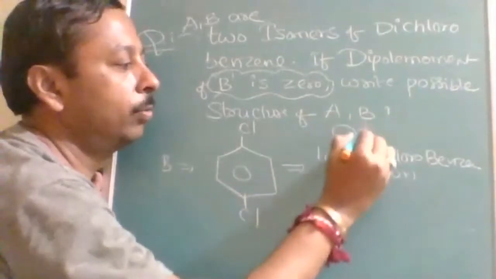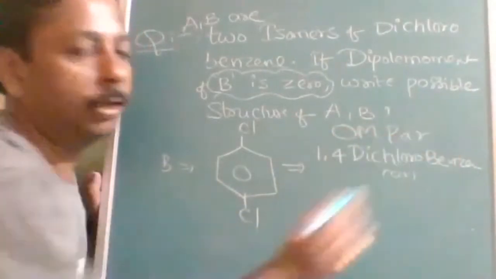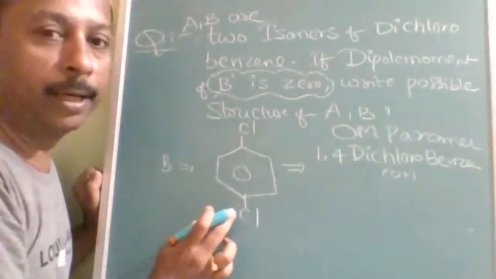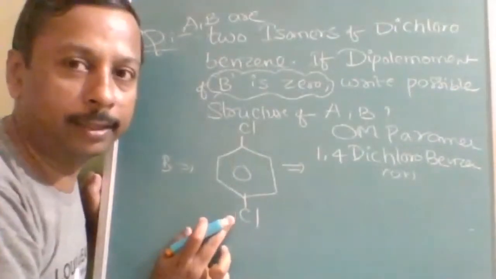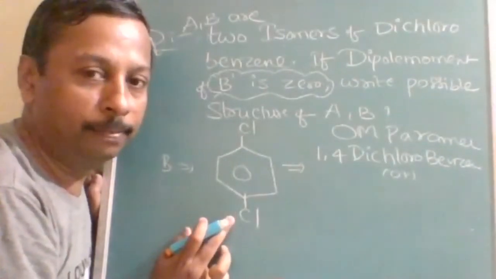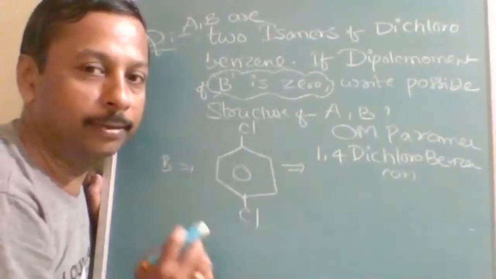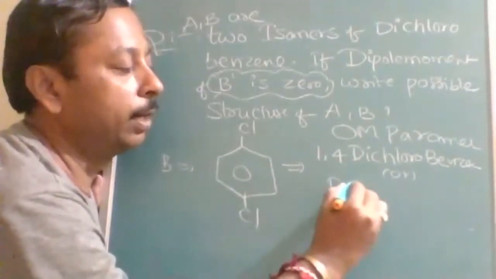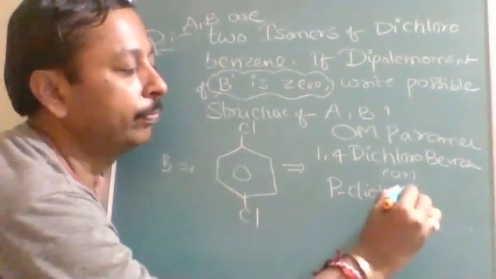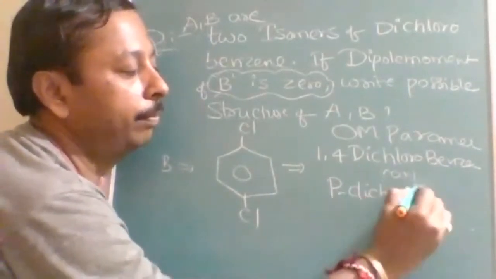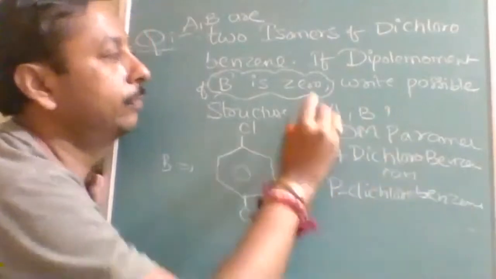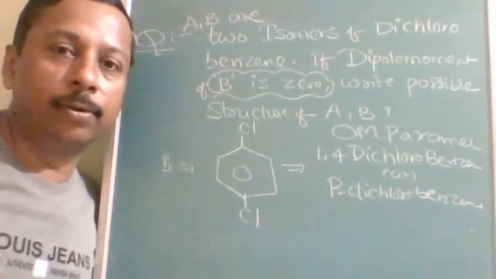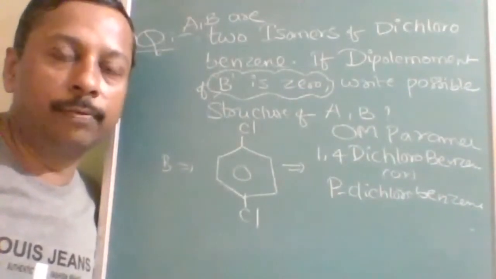How will you remember ortho, meta, para? People will confuse in the examination. Take the name of Lord Shiva, Om Parameshwara: ortho, meta, para. So the common name is para dichlorobenzene. So this is the structure of B. Is it understood? 1,4-dichlorobenzene, para dichlorobenzene. Is this clear to all of you?